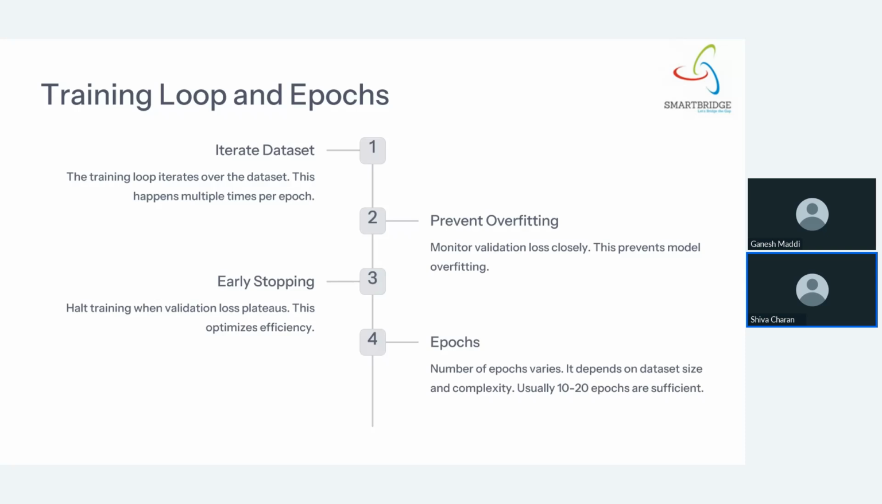And then comes early stopping. Important. Early stopping is one of the cross validation techniques. Halt the training when validation loss plateaus. This optimizes efficiency. So we can stop the training directly when the loss is increasing. When the loss is completely increasing, we can stop that particular training.